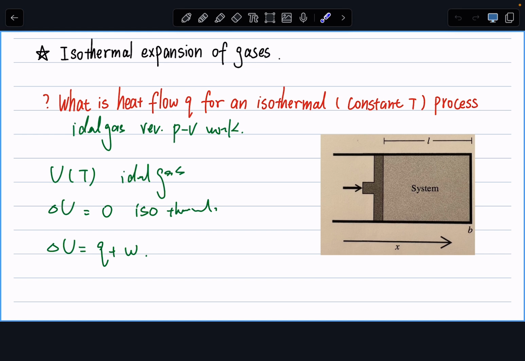In this kind of problem, we're talking about the isothermal expansion of ideal gases, assuming only reversible PV work. The question asks how you can calculate or represent the heat flow for this isothermal process. When we say isothermal, the temperature is not changing, but the heat transfer between your system and surrounding is not necessarily zero. So how do we calculate it?